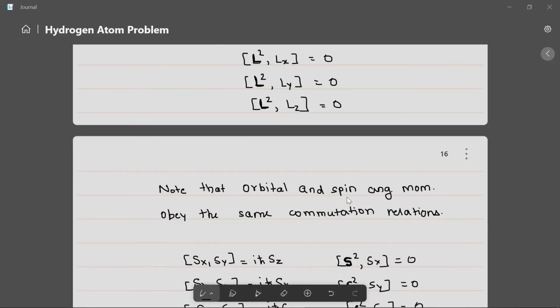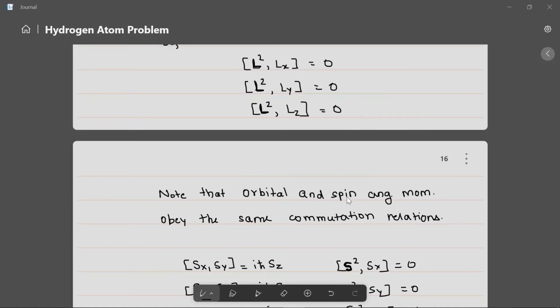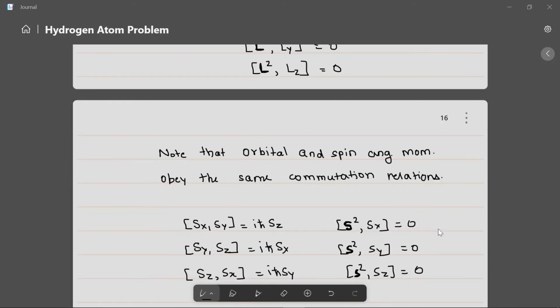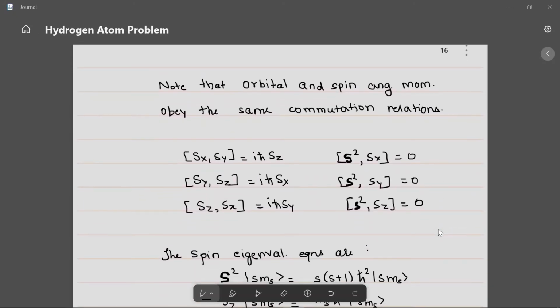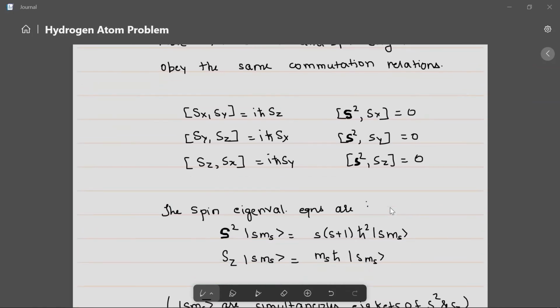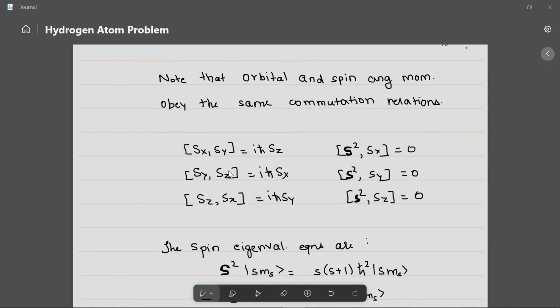Okay, now to draw a parallel between orbital angular momentum and spin angular momentum, you see that these are actually following the same commutation relations. In the case of spin angular momentum, the commutator of Sx and Sy was I h cut Sz and the cyclic permutations, and S square commuted with all three of them. Similarly here, you have Lx, Ly and L square following the same commutation relations. That gives us a hint that they are following pretty much the same algebra.